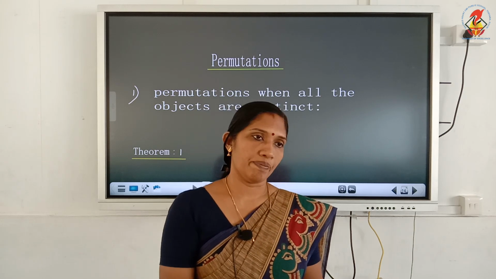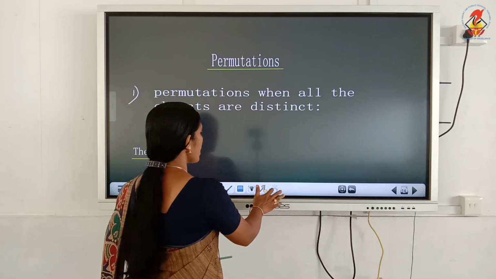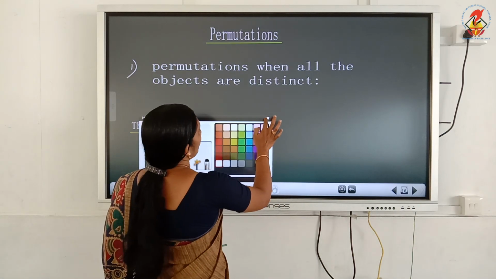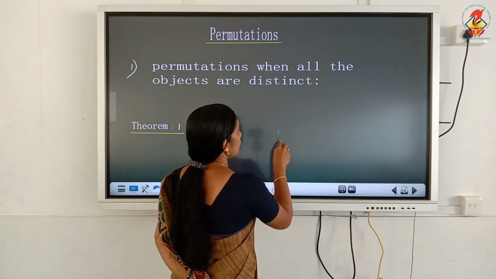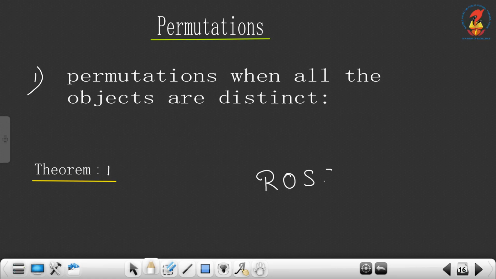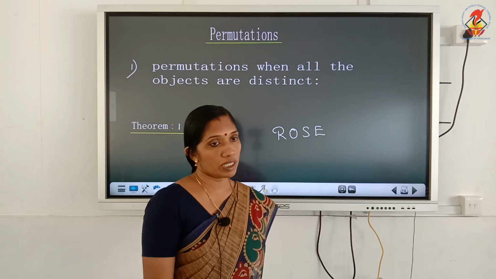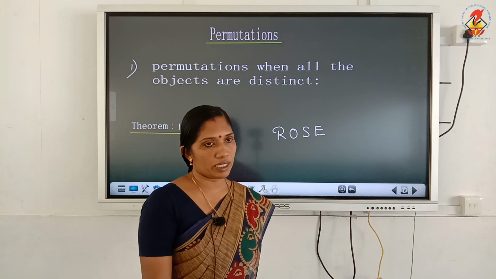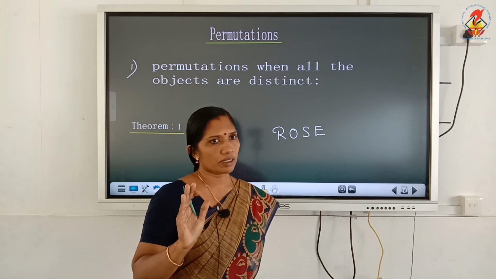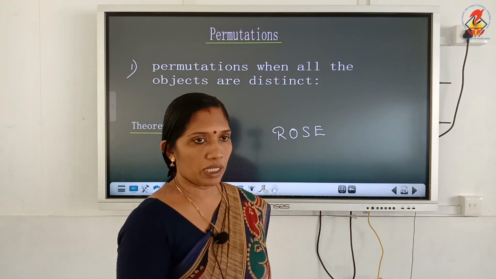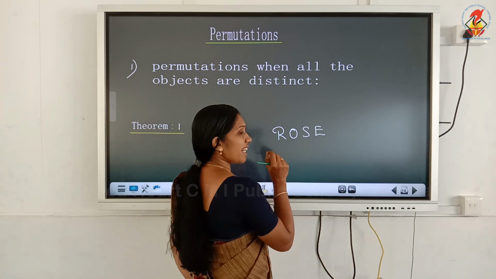some at a time. That means in the first video we discussed how to use the letters of the word ROSC, word rows, and how many different four letter words are possible to write. Okay, so there are 24 words possible. So each one, that is an arrangement.